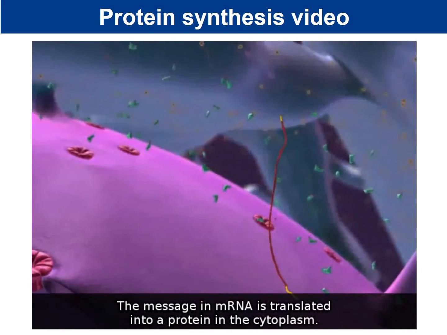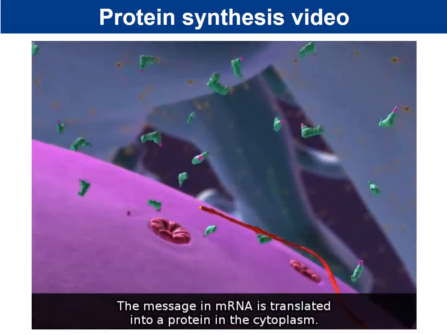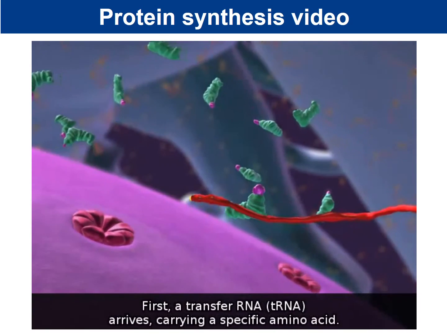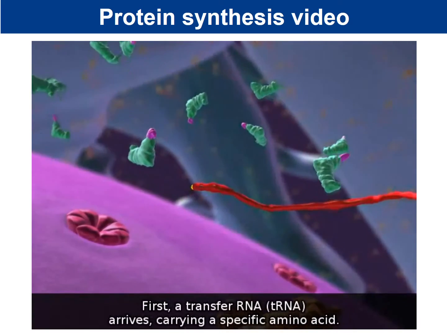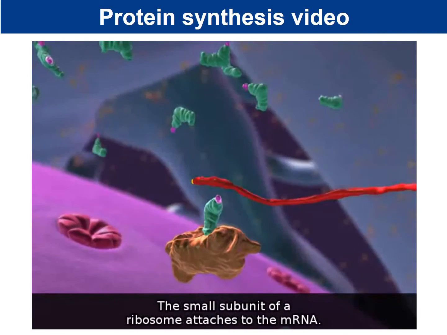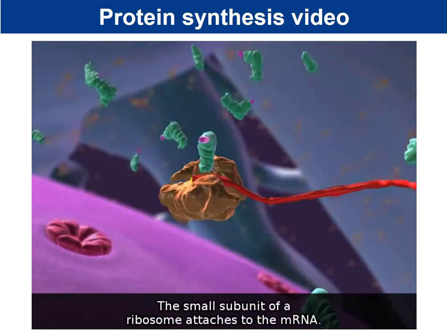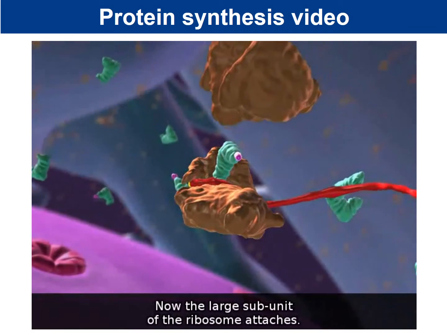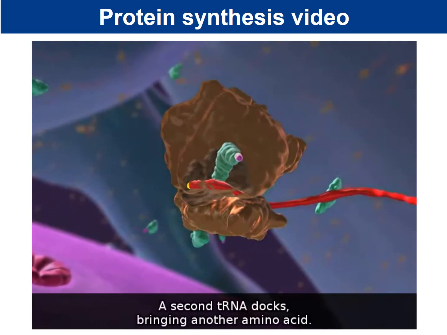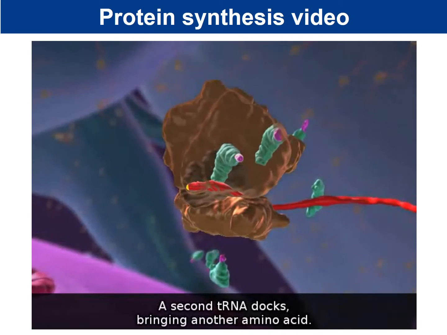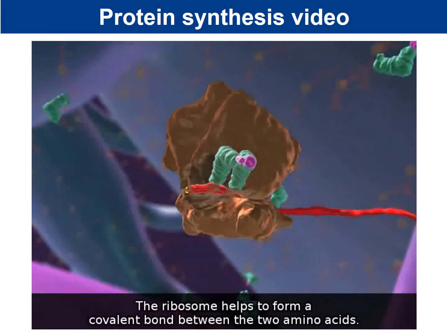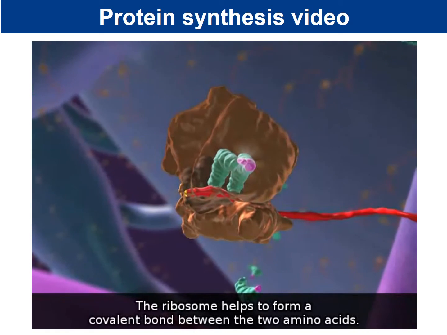The message in mRNA is translated into a protein in the cytoplasm. First, a transfer RNA, tRNA, arrives, carrying a specific amino acid. The small subunit of a ribosome attaches to the mRNA. Now, the large subunit of the ribosome attaches. A second tRNA docks, bringing another amino acid. The ribosome helps to form a covalent bond between the two amino acids.